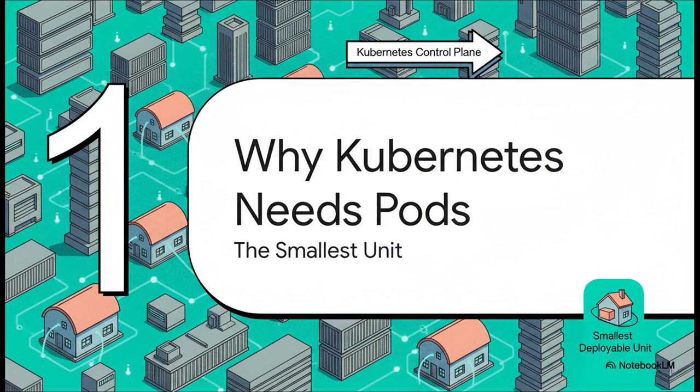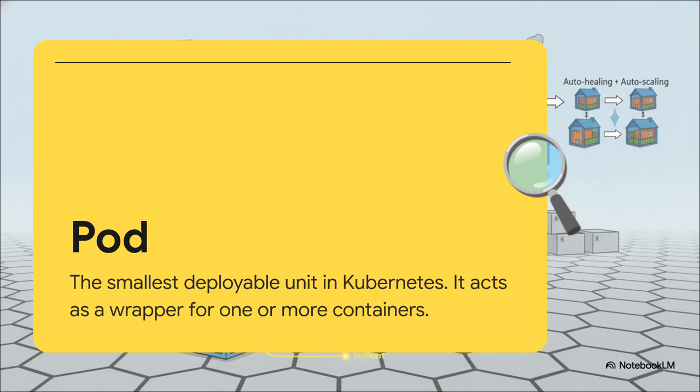So in our container city, we don't just drop containers wherever we feel like it. Kubernetes has a very specific fundamental building block. It is the absolute smallest thing that Kubernetes can create and manage. And this little unit is called a pod. Now, the best way to think about a pod is as a kind of logical host, or maybe like a tiny house for your container.